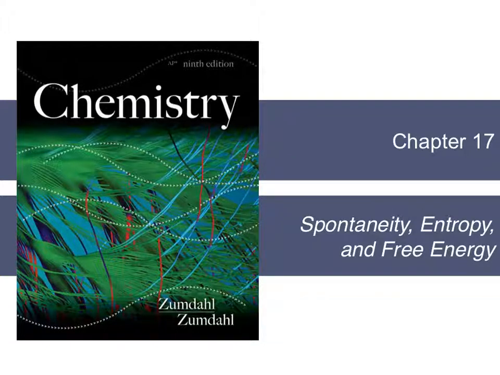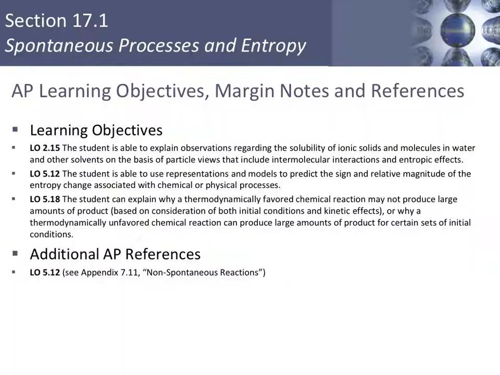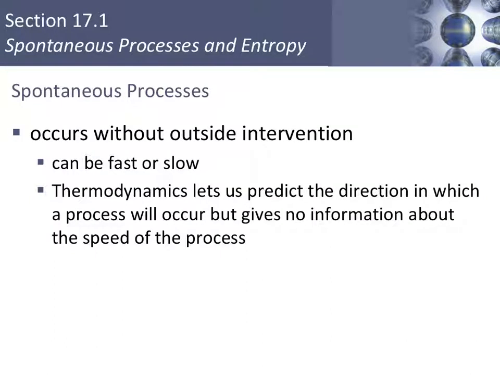In sections 1 through 3 of chapter 17, we'll discuss the entropy change for the system, the surroundings, and the universe. Spontaneous processes, or thermodynamically favored processes, occur without outside intervention, so without added energy.